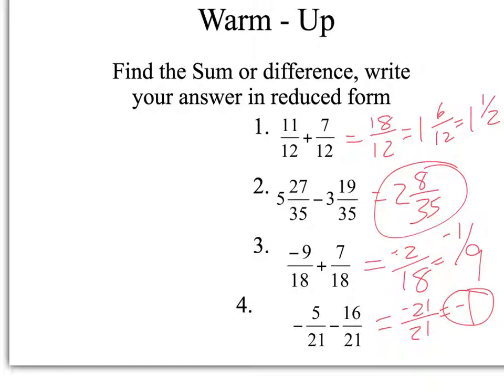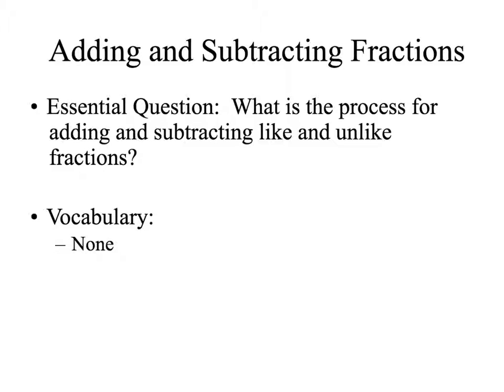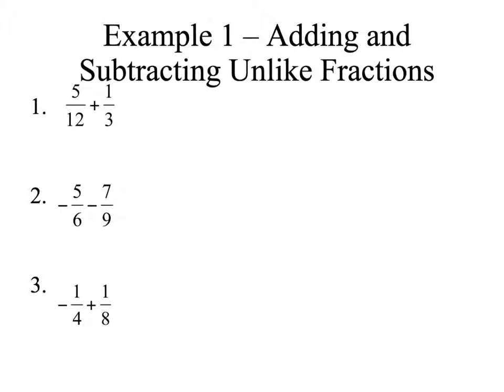So that's the warm-up. So now let's get into what happens when we add and subtract these lovely fractions without a common denominator. So essential question: adding and subtracting like and unlike fractions. That's what we were just talking about. So in our warm-up, we added and subtracted with the like fractions. So our focus today is really going to be on these unlike fractions. And in order to do that, we need to find a common denominator, something that both fractions have in common.